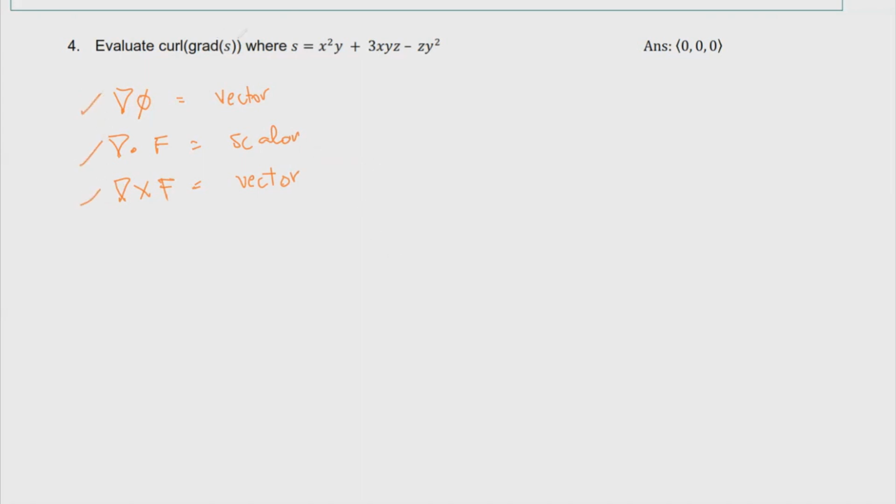Anyway, let's proceed. So we take the gradient of s. That is equal to, we start with x, so that is actually 2xy, and then we add, I think, 3yz, and that's the i hat. Then for the j hat, we have y: x squared, plus 3xz, this kind of looks familiar, and then minus 2zy. And that is for the j hat.